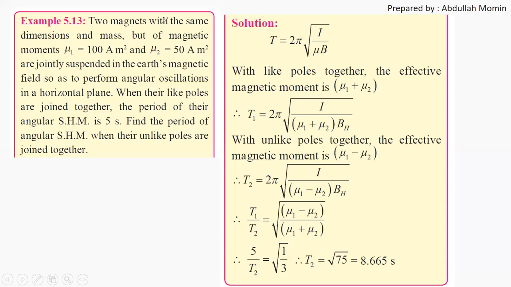Two magnets with the same dimension and mass but of magnetic moment mu1 and mu2 are jointly suspended in the Earth's magnetic field so as to perform angular oscillation in a horizontal plane. When their like poles are joined together, the period of their angular SHM is 5 seconds. Find the period of angular SHM when their unlike poles are joined together.